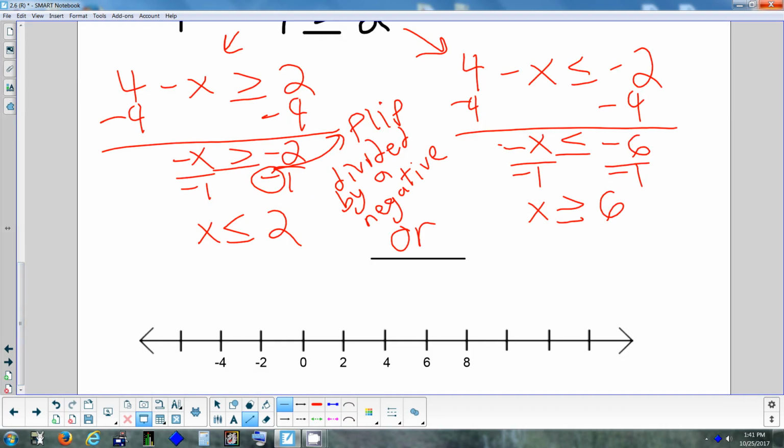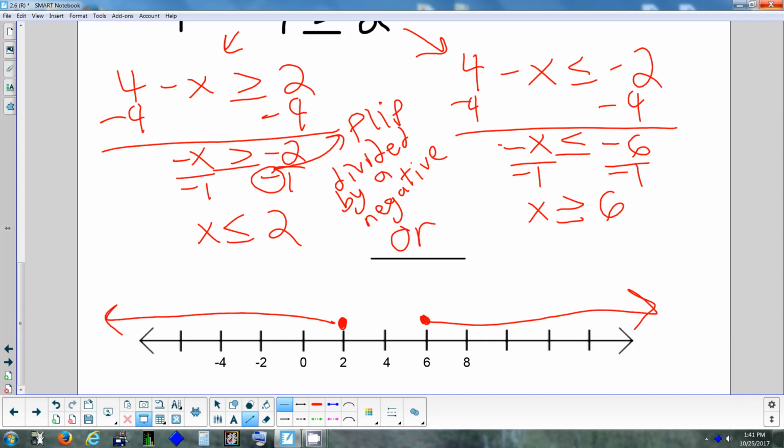We got it right? I'm going to go closed circle. Closed circle at 2. I'm going to go left because my arrow is pointing left. I'm going to go this way because my arrow is pointing that way. I'm going to do a closed circle at 6. And my line's going to go to the right. Alright?